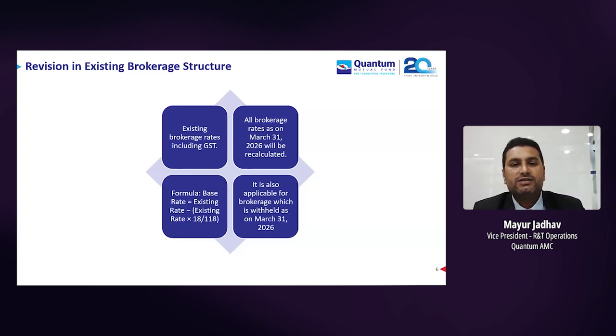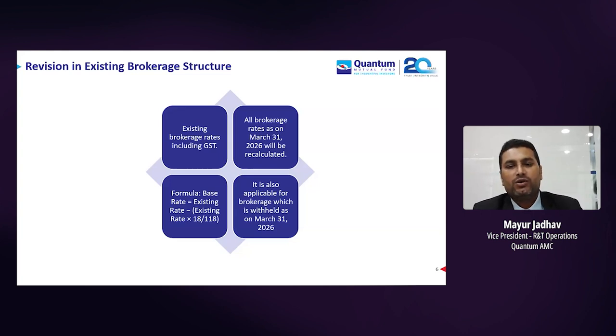So how do we calculate these rates? The formula to calculate these rates is: existing rate minus existing rate into 18 divided by 118. That means we are excluding the 18% GST portion from your existing rate, and the base rate you will pay as a brokerage. It is applicable for withheld brokerage as well.